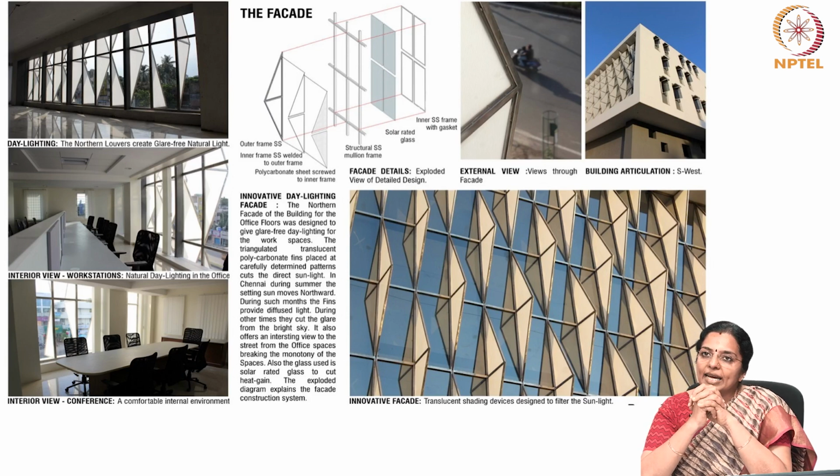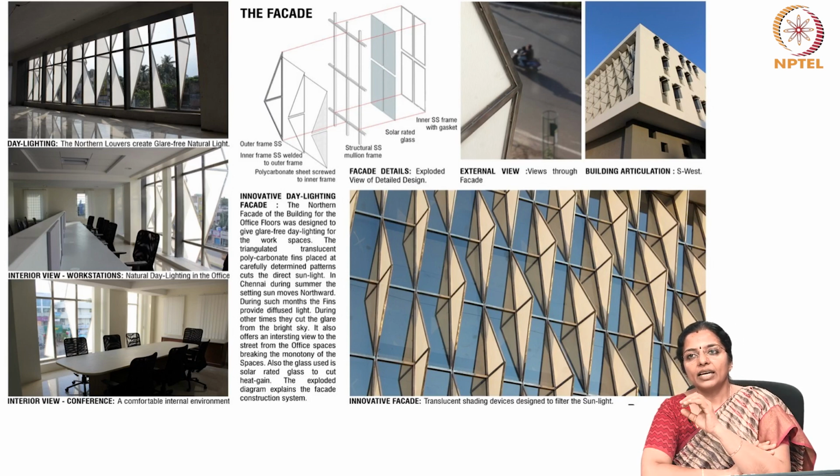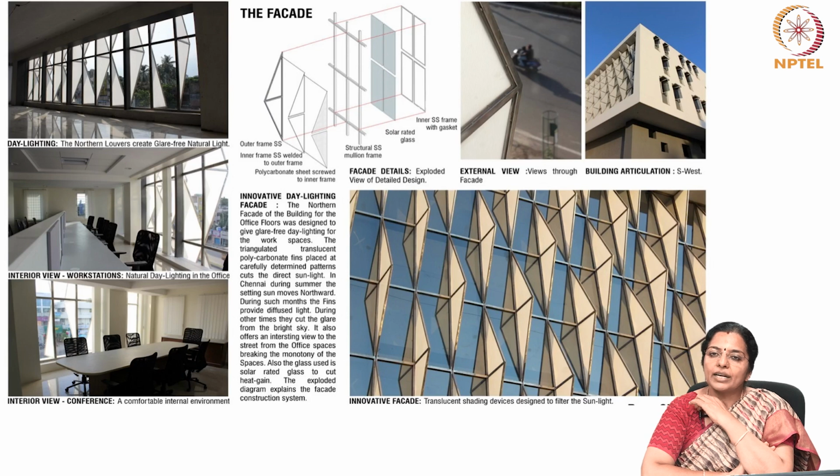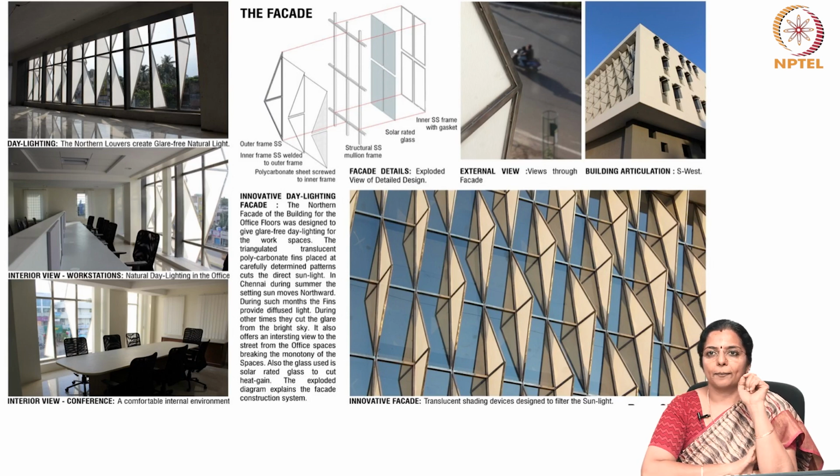To cut off excessive solar heat falling on the glass and the associated glare, the architect has structured the shading devices in the form of triangulated translucent polycarbonate fins in a designed pattern. The fins project perpendicular to the facade.